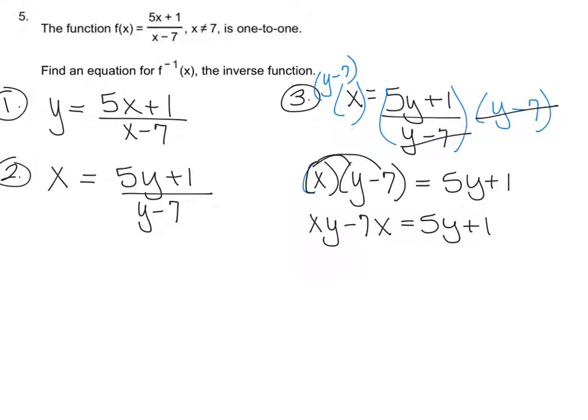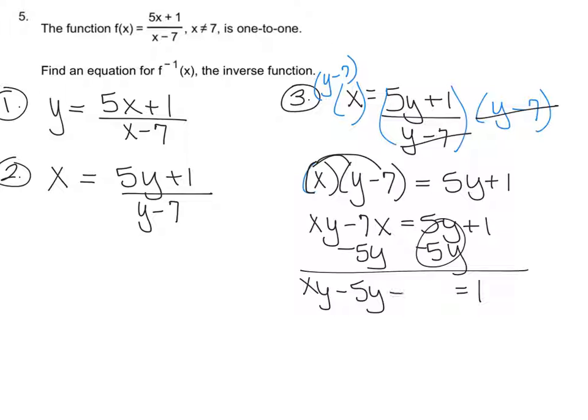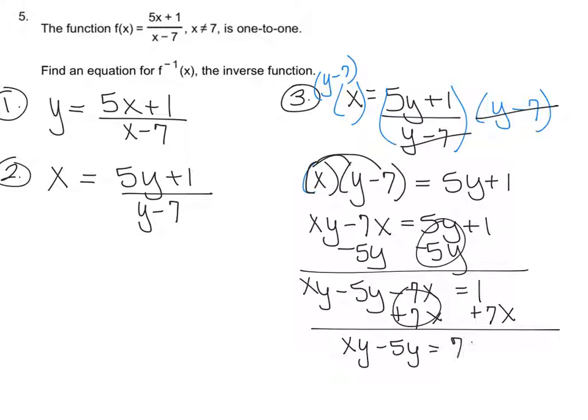Now I want to get all the y's on one side and all the other variables on the other side. So I'm going to subtract 5y on both sides. And I get xy minus 5y minus 7x equals 1. Next, I'm going to add 7x to both sides. And I have xy minus 5y equals 7x plus 1.